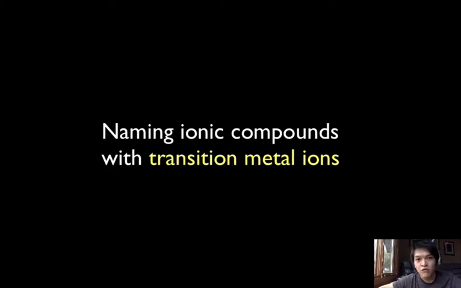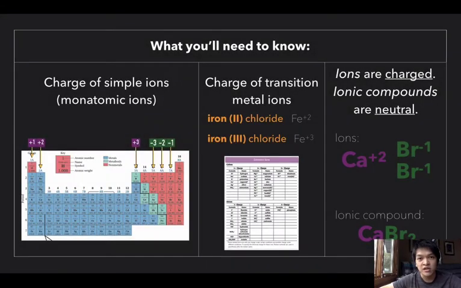In this video, we're going to go over how to name ionic compounds that contain transition metal ions. What you're going to need to know for this is you have to remember the charge of simple ions that are from the periodic table. You're also going to have to recall transition metal ions.